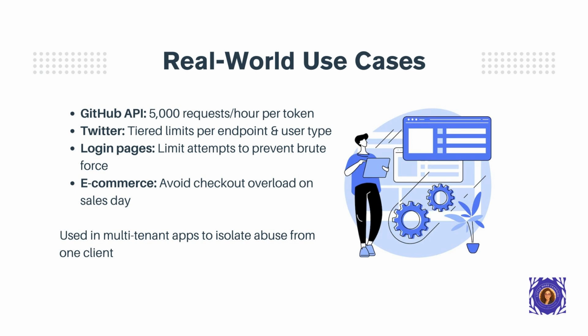Twitter implements a sophisticated system with tiered limits that vary based on the specific API endpoint being accessed and the type of user. Example, verified accounts might have higher limits. This ensures fair access while preventing abuse from automated clients.